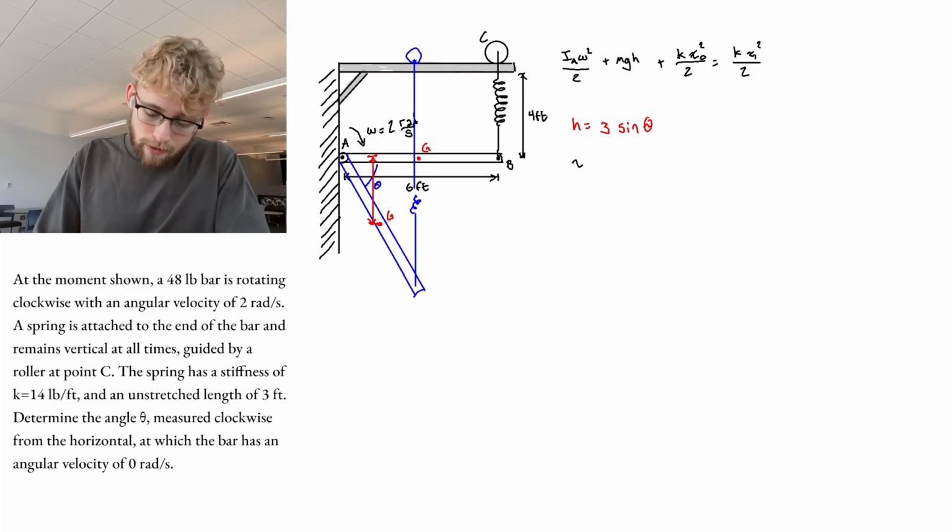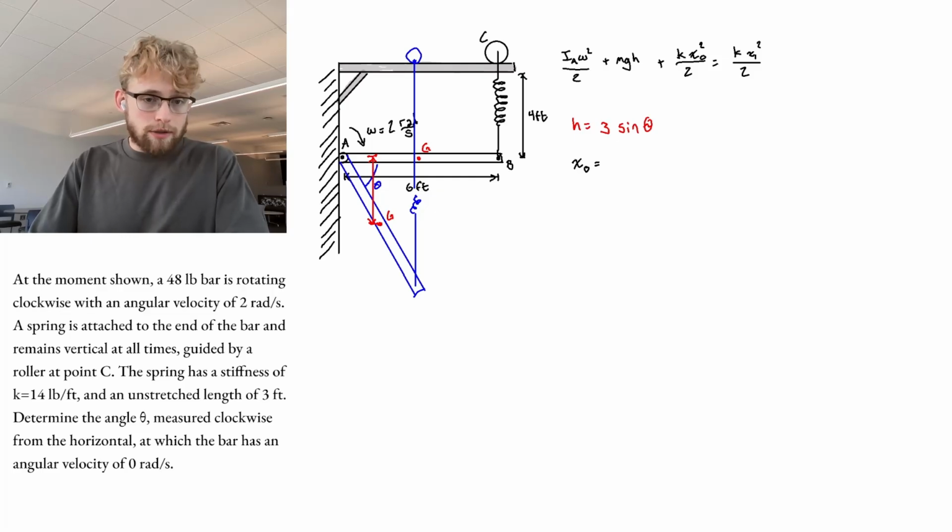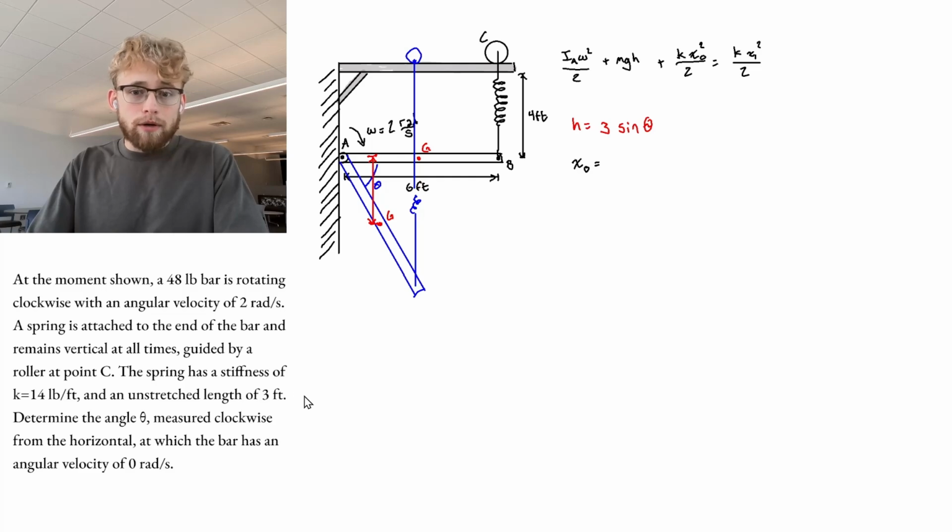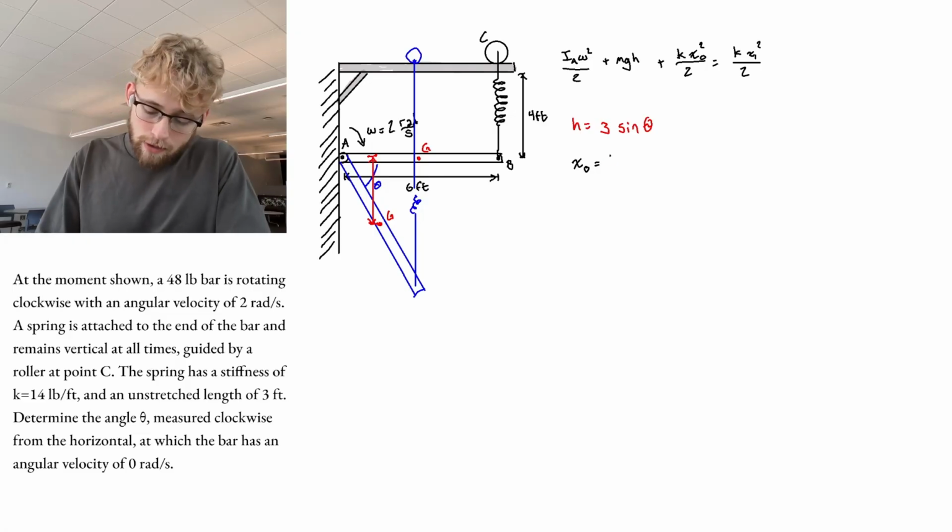We're told that x naught equals 1 because the unstretched length of the spring is 3 feet. And what are we at right now? We're at 4 feet. So we've stretched by 1. Okay, great. So x naught equals 1.